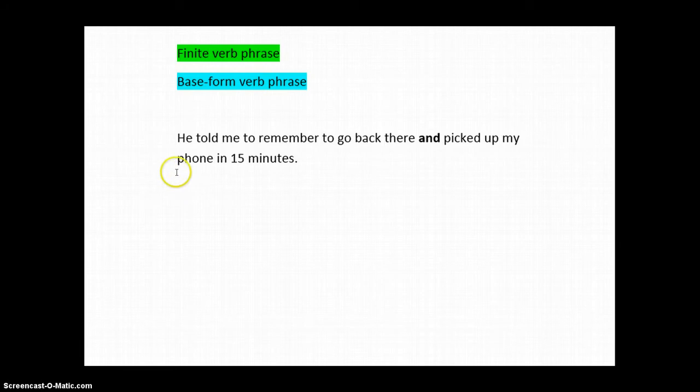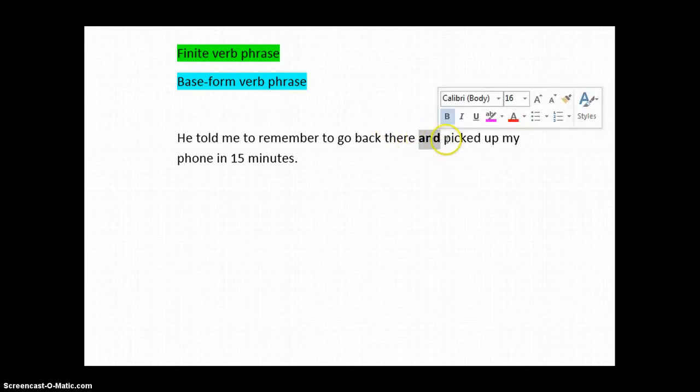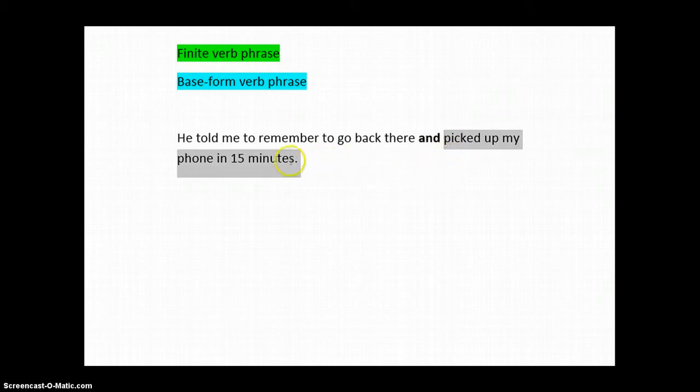I've copied the sentence down here, and I've put a palette up here of two forms: finite verb phrase, in other words, something with tense like present tense or past tense, and base form verb phrase. So, to look for parallel structure, look for your conjunction. Here it is. And then I like to look at the last thing after it. Picked up my phone in 15 minutes.